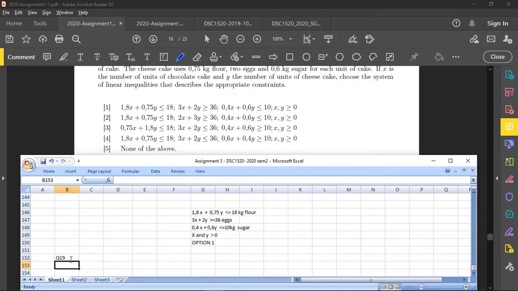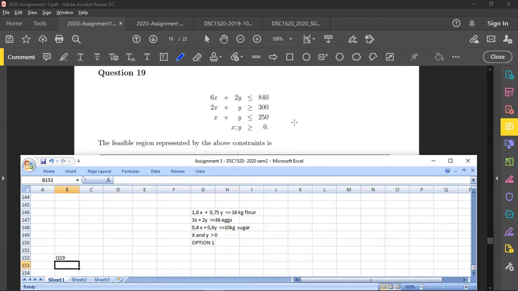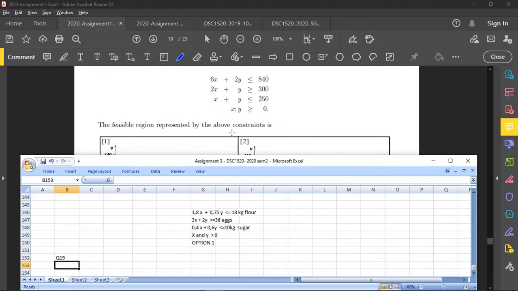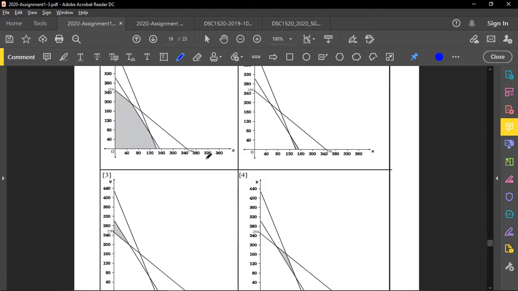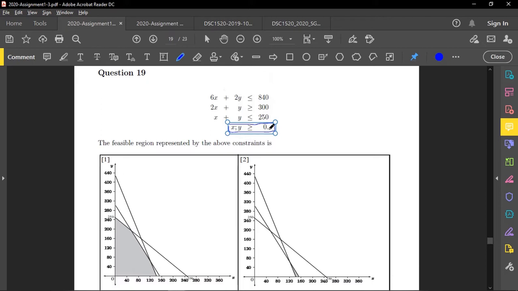Question 19. They've given you those linear equations and the feasible region represented by the above constraints. You have to use the diagram provided and apply what you know in terms of the constraints. So x and y must be greater than 0. Yes, greater than 0, all of them. That's fine. We need to look at the equations though.